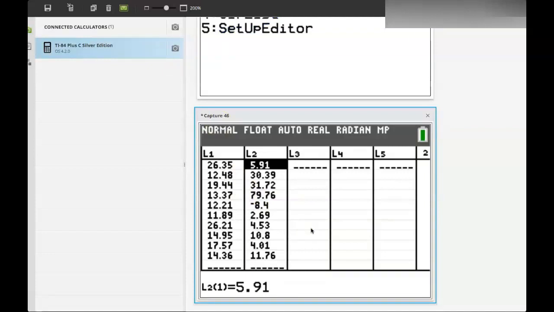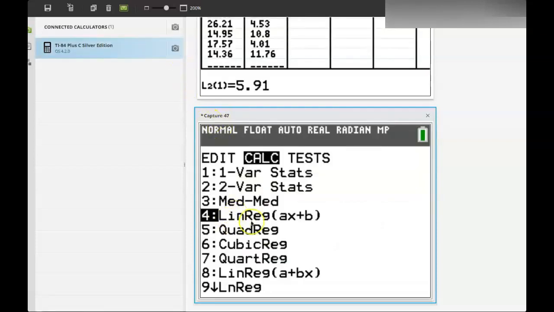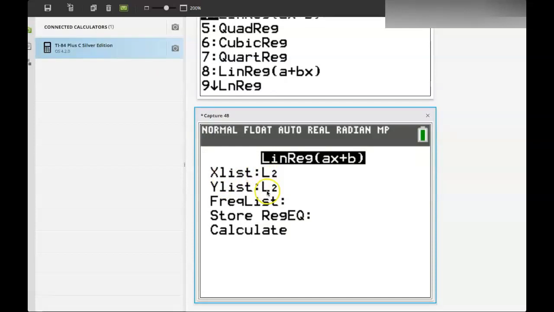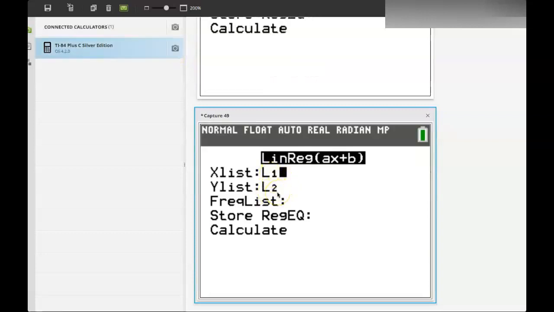Now we want to find the correlation coefficient, so press that, calculate, and then scroll down to number 4, linear regression. We have this one, press enter. Okay, see, here I have L2. X is L1, not L2. I should fix that one. So press second, 1. Now I have L1, L2. Then enter.